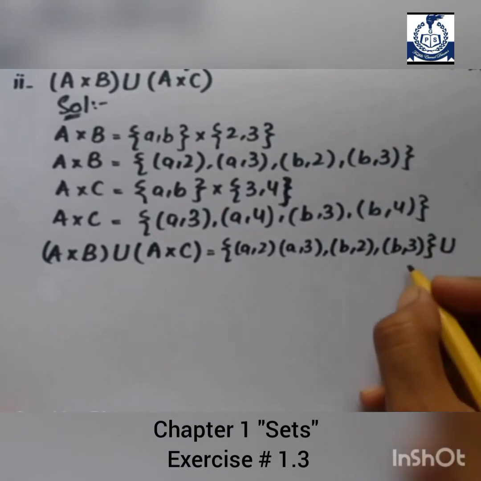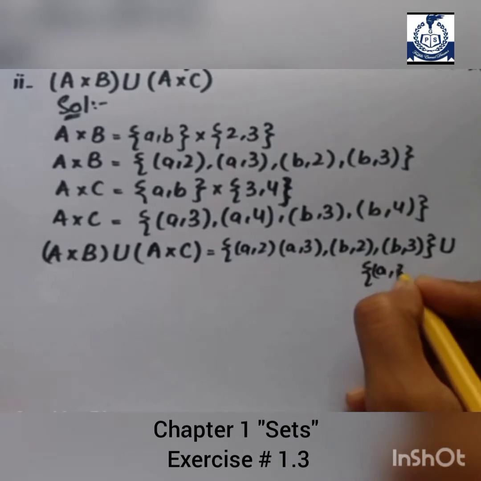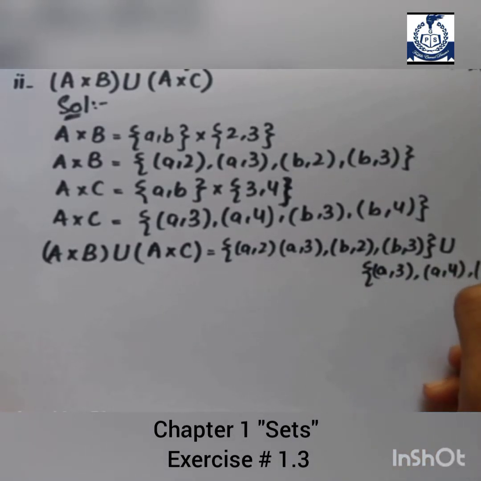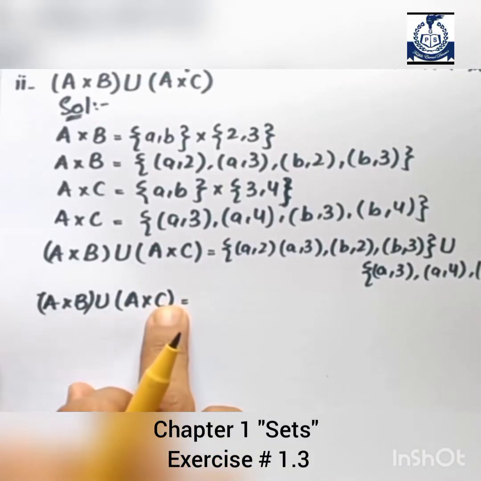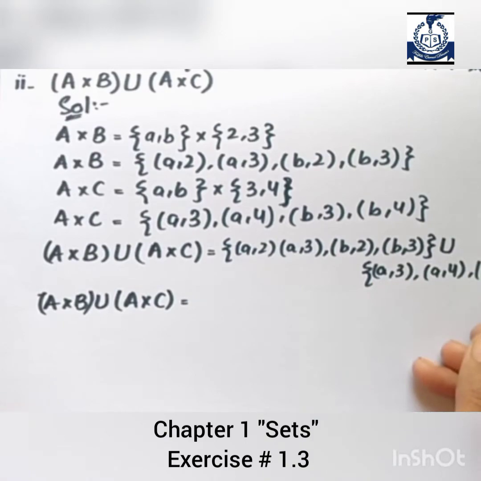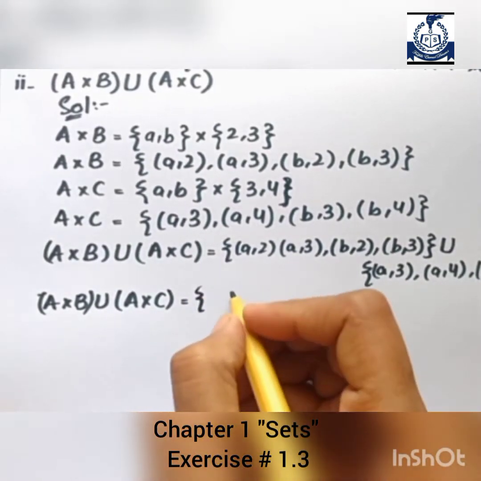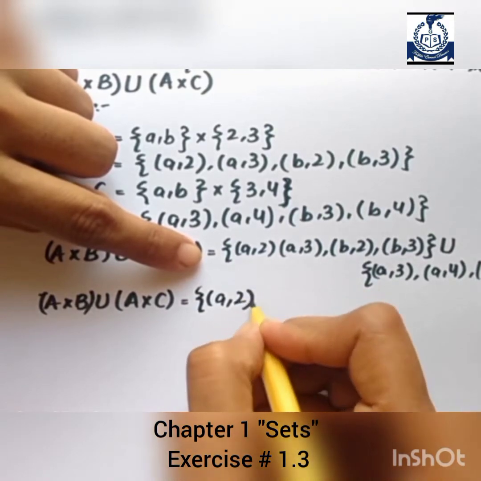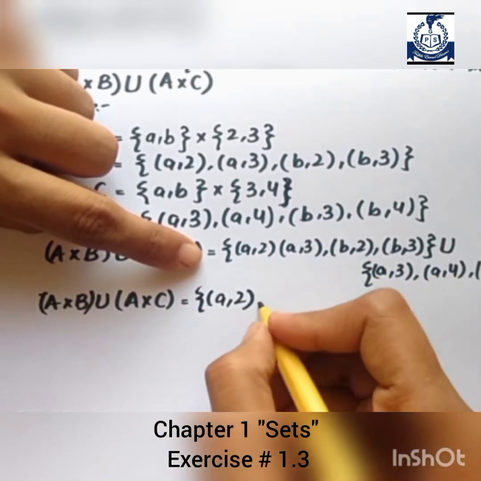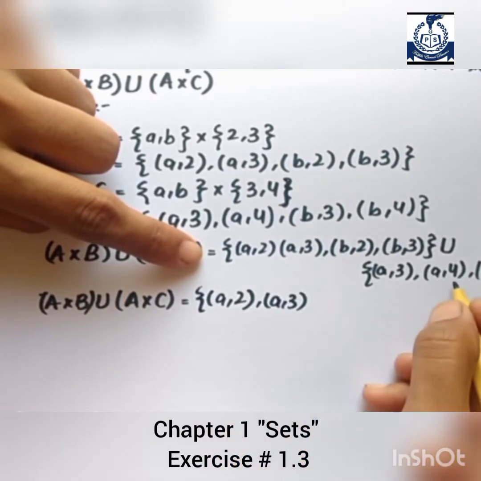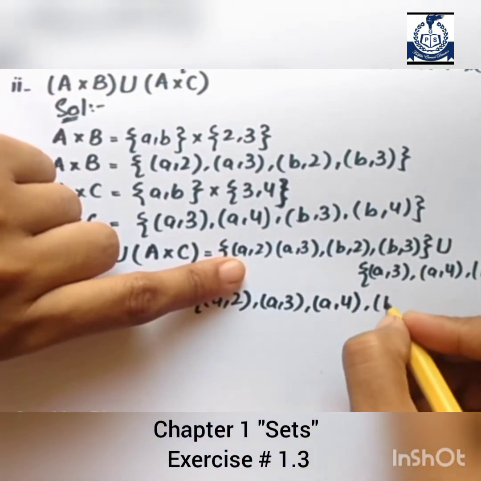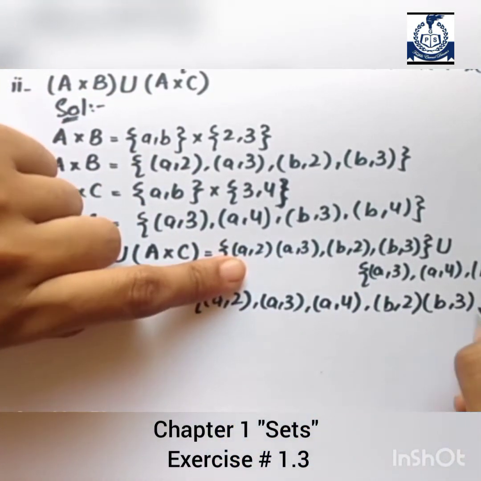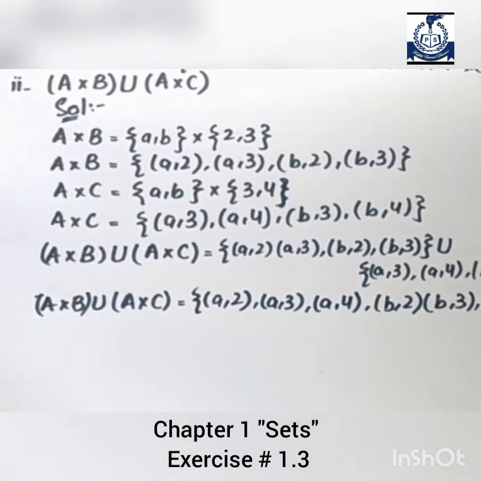Bracket close, then union sign. In a place of A Cartesian product C, in union we write the elements of both sets in an arranged form. So first we write a comma 2, a comma 3. A comma 3 we have 2 times, so we write it only 1 time. A comma 4, then b comma 2, b comma 3, b comma 4. This is the answer.